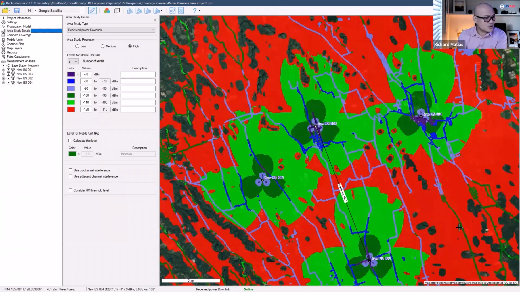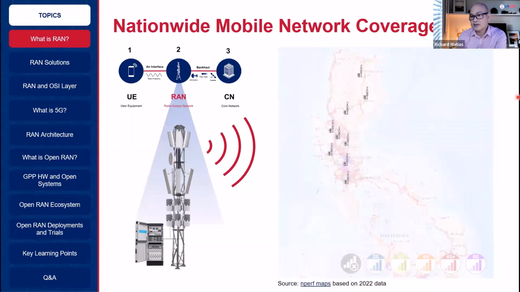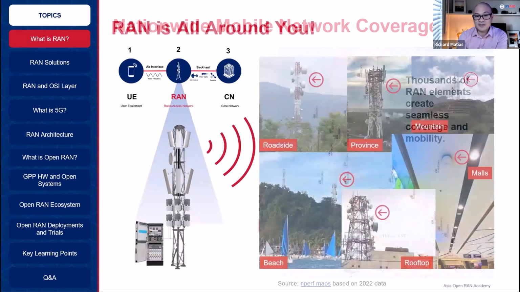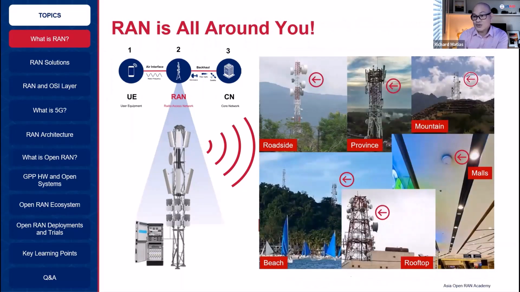For this reason, we need to build a lot of radio access network elements in the entire country to have seamless coverage. That's why you can see radio access networks almost everywhere. The moment you step outside, you will see a radio access network or cell site. Thousands of RAN elements create seamless coverage and mobility. So that's why I'm saying you can see it anywhere. It's all around you and encompasses you completely.